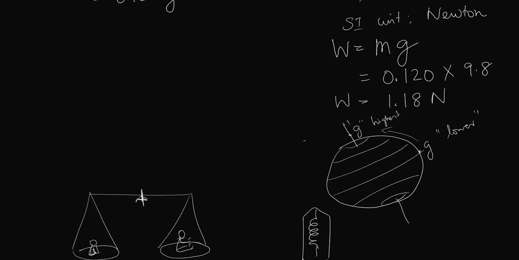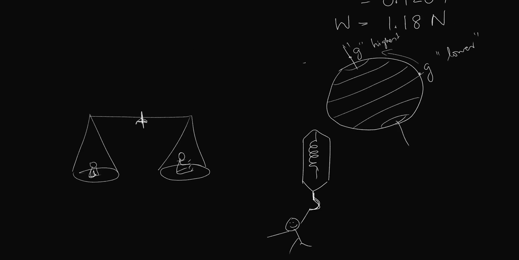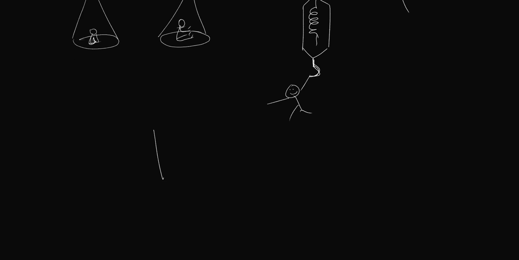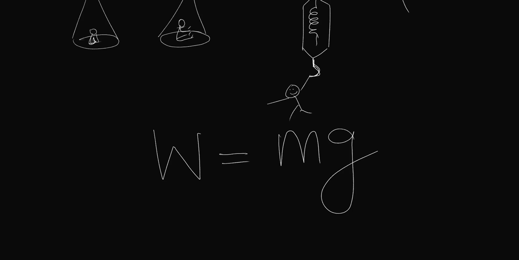So therefore, remember, weight is measured in newtons and mass is measured in kilograms, and if you want to go from one to the other, you will use the equation weight is mass times acceleration due to gravity.